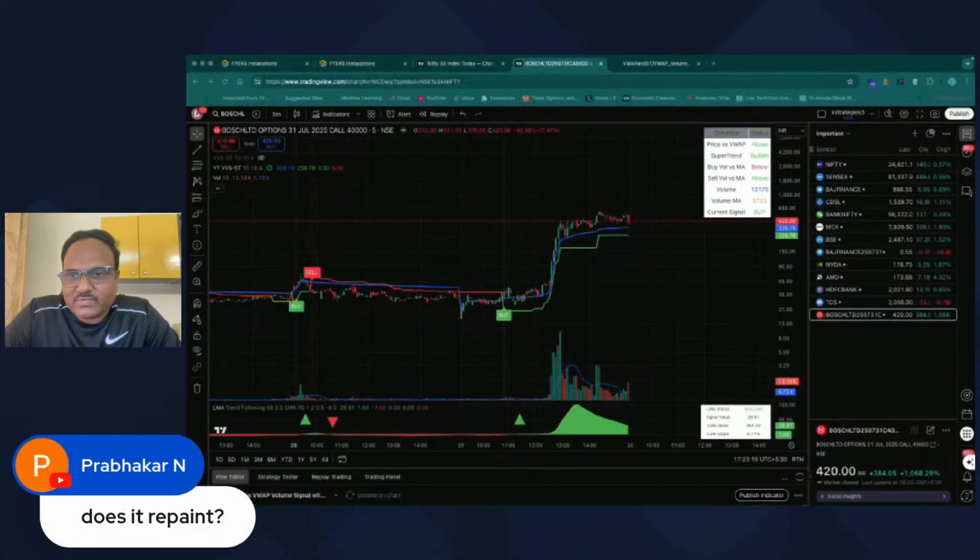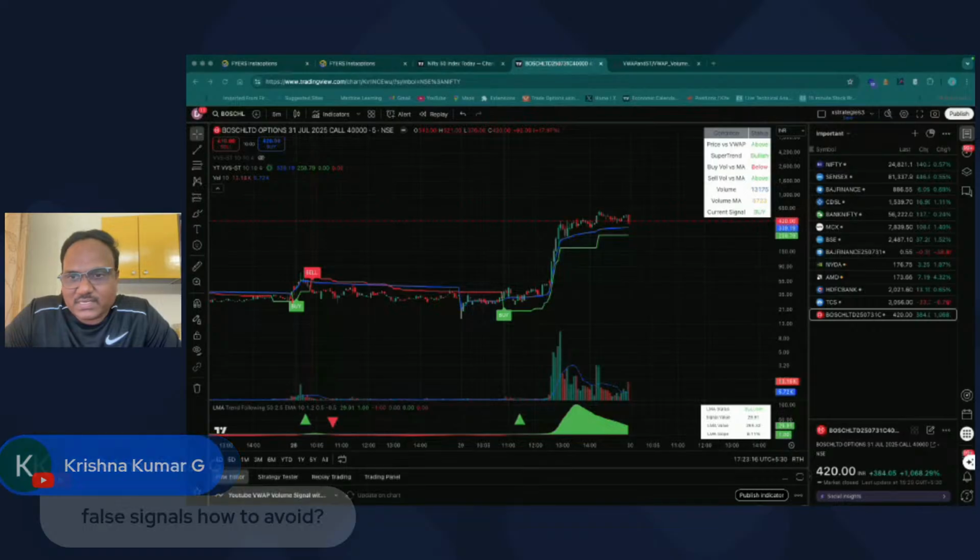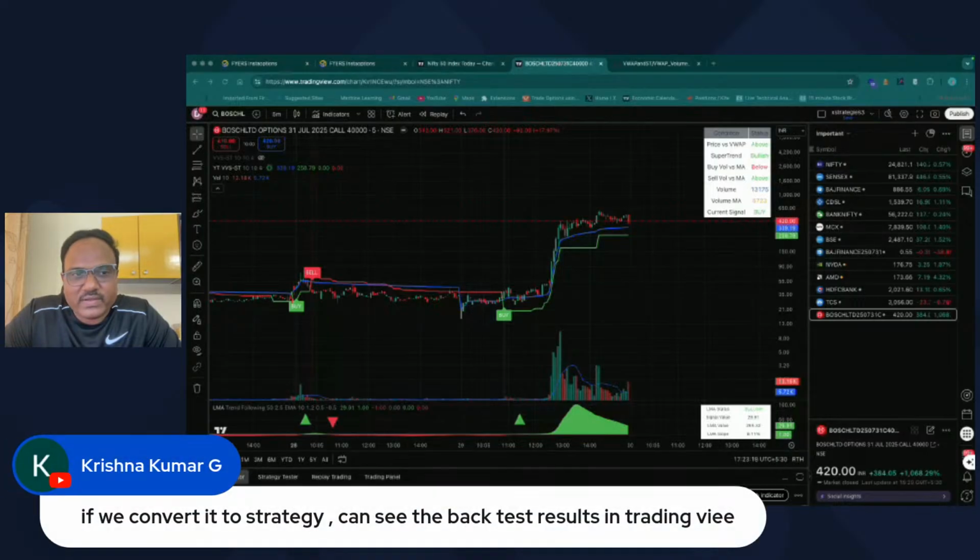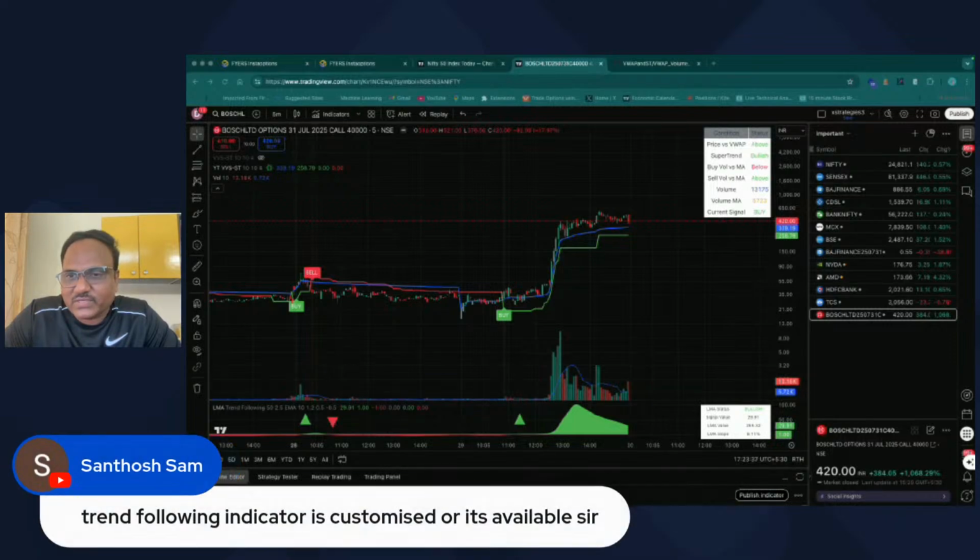Does it repaint? Yes, of course it does. And false signals, I answered. And if you convert it to a strategy, can we backtest the results? In TradingView we can do it, but the only challenge is that TradingView backtesting would consider that you are trading futures, not options. So unfortunately, options can't be backtested on TradingView. That's the only difference that you will get. But you can definitely convert it into a strategy and then do the backtesting. That's absolutely possible.